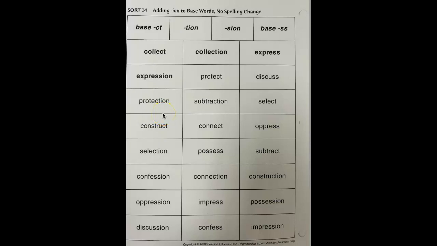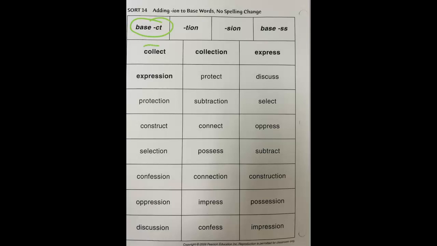You have 4 patterns this week, so you'll need 4 different colors. Your patterns have 2 sets of base words and then 2 sets of endings, adding to your base words. So we're first going to start with our first base words, and those first base words are going to end with a CT. So we're looking for our base words that end with CT.